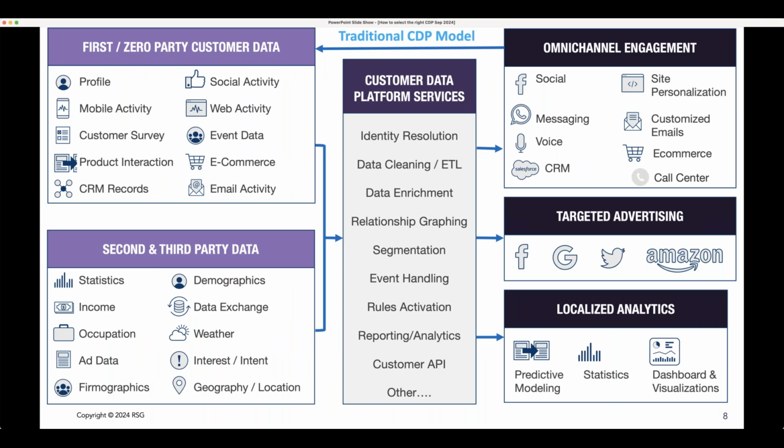So in a traditional CDP model, the idea is that you have a variety of customer data from a variety of different sources on the left. It goes into some sort of central place where a variety of different services are applied to it, like identity resolution, maybe some data cleaning, ETL, certainly enrichment, segmentation, activating rules, ideally some sort of customer API. That data then is accessible for omni-channel engagement, targeted advertising, and potentially localized analytics. This was the original vision for a CDP.